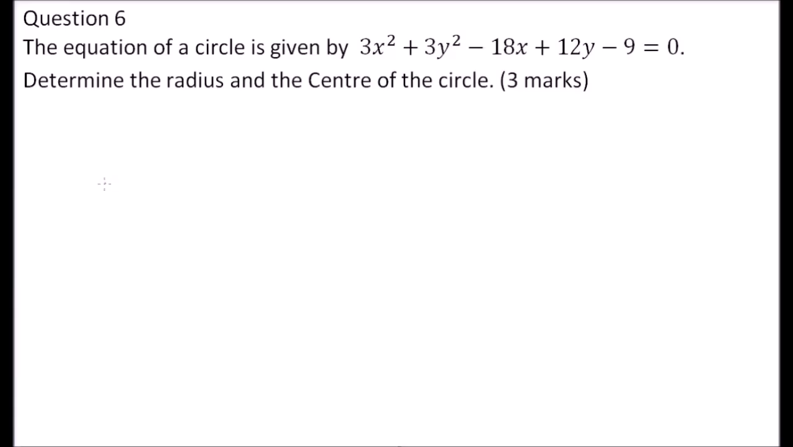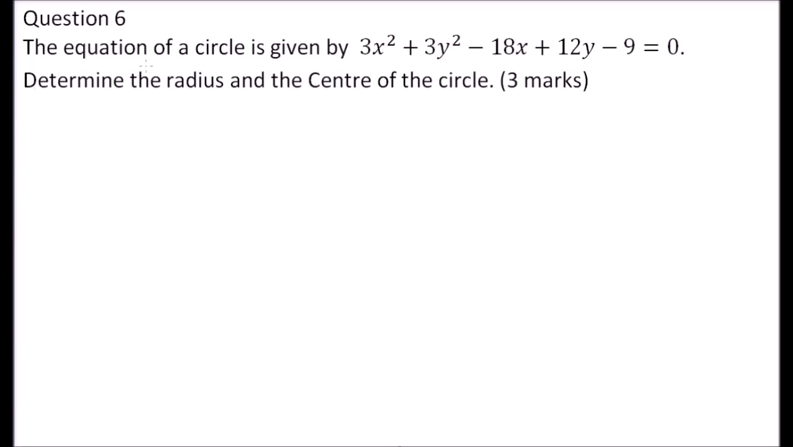Question from my online student, and it says the equation of a circle is given by 3x squared plus 3y squared minus 18x plus 12y minus 9 is equal to 0. Determine the radius and the center of the circle. You get yourself 3 marks.